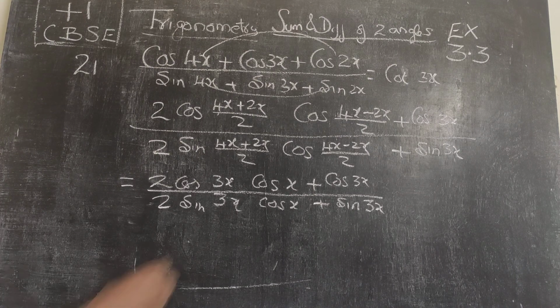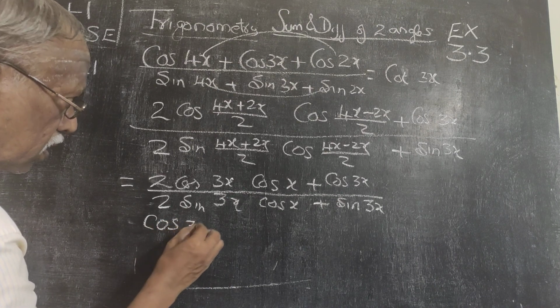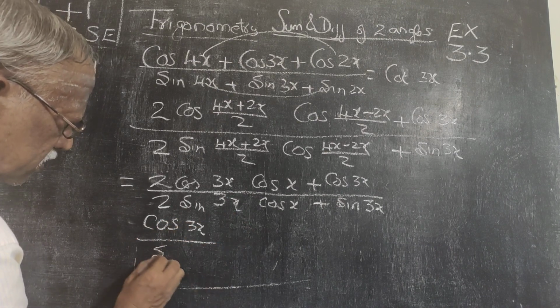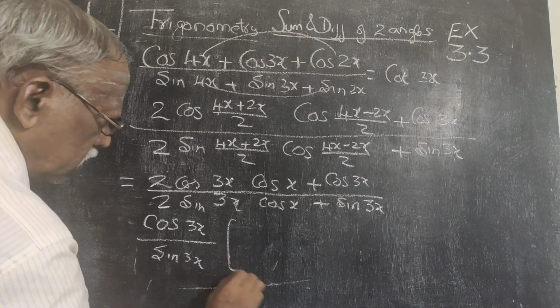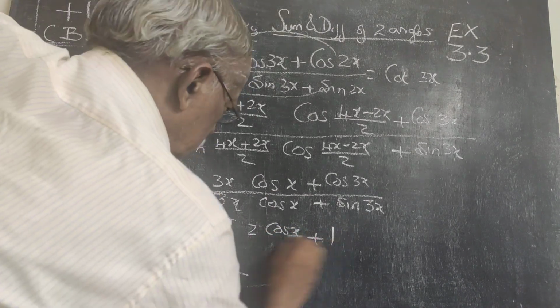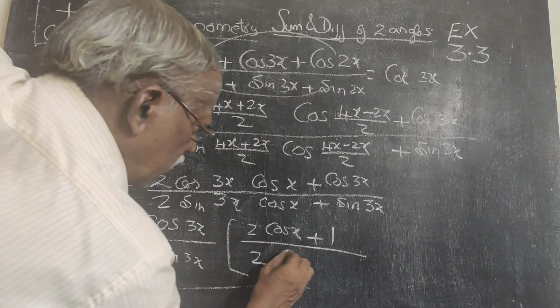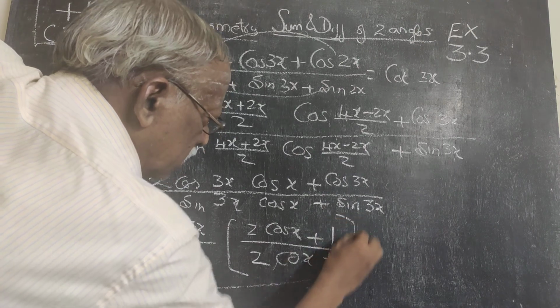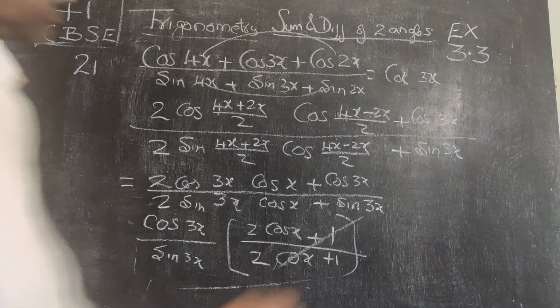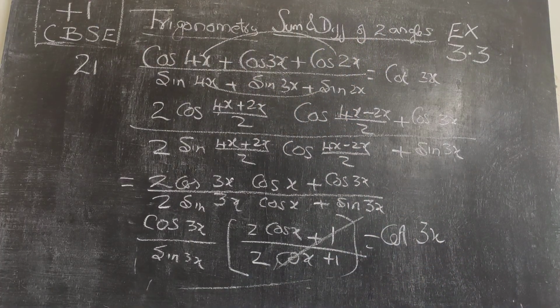Now, from the numerator I am taking cos 3x, and from the denominator I am taking sin 3x as common factor. The result is that I am left with 2 cos x plus 1, and here, having taken sin 3x, I am left with 2 cos x and also 1. So this gets cancelled. Cos by sin is nothing but cot. So we got the answer. By choosing the two angles cos 4x and cos 2x, the problem becomes simple.